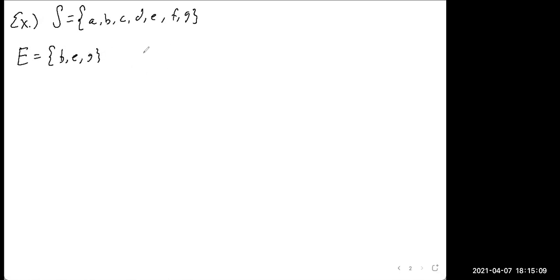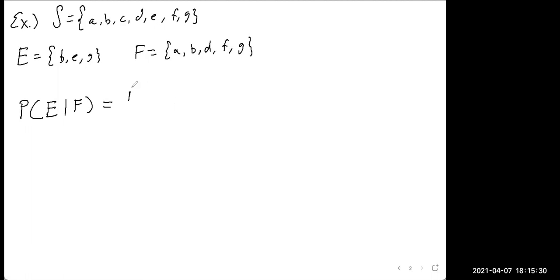Okay, so here's an example. This one's a little bit abstract, but it's similar to the homework. Say we have the sample space of A, B, C, D, E, F, G. We have event E is equal to B, E, G. And we have event F is A, B, D, F, G. Okay, let's find the conditional probability, the probability of E given F has occurred.